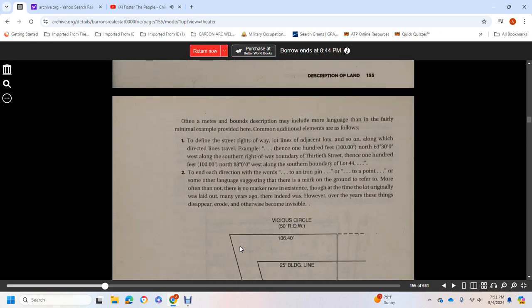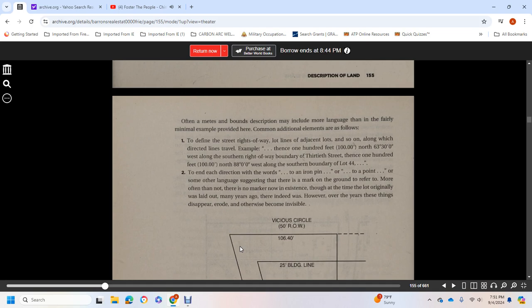Often metes and bounds descriptions may include the word "thence," and a fairly minimal example is provided here. Common additional elements are as follows: the defined street right-of-way, lot lines, adjacent lots, and so on along the directed lines traveled. For example, 300 feet, that's 100 feet northwest along the southern right-of-way boundary of 13th Street, thence 100 feet northwest along the southern boundary of Lot 44.